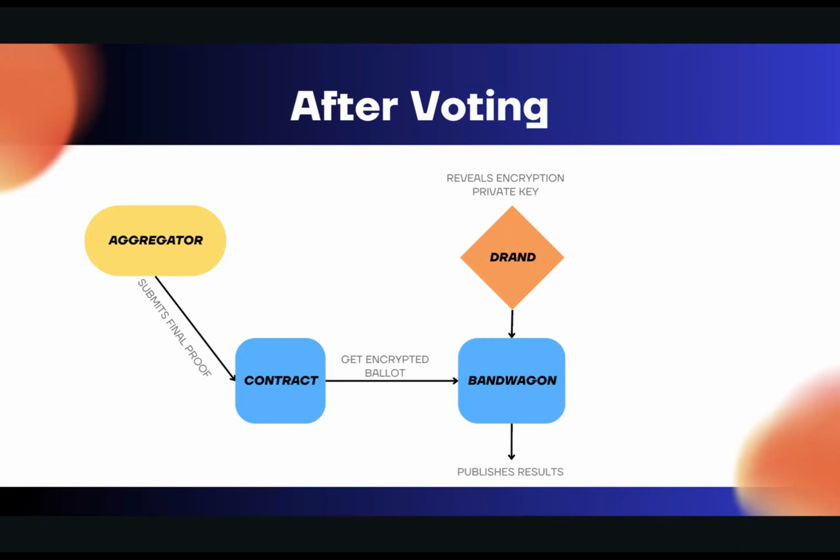Anyone, in this case Bandwagon, and this could be a user as well, can get the encrypted ballot from the contract, can also get the decrypted private key, and then get the results and verify the results themselves. So a user never has to trust a centralized entity for the results. They can verify each and every result by doing a very small computation themselves.